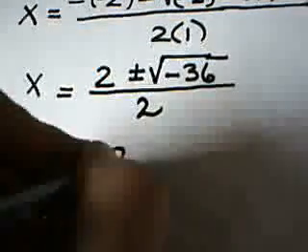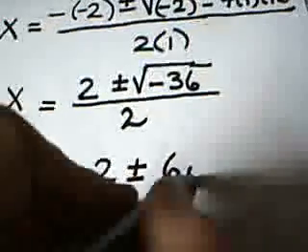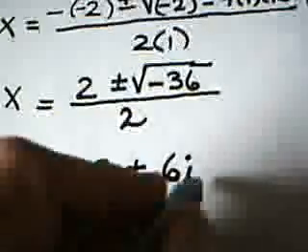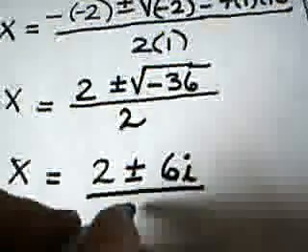Now, the square root of negative 36 is 6i. And if you don't understand that, go back to questions 61 and 62. Watch that video.